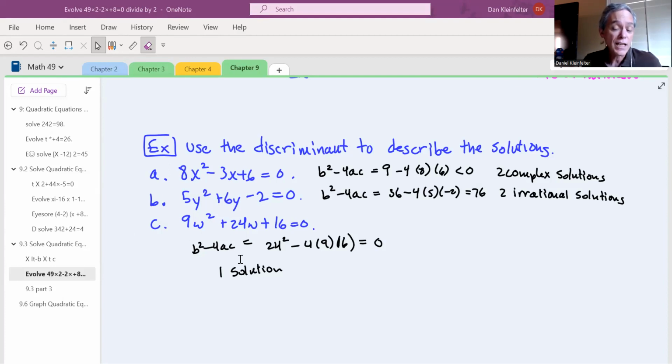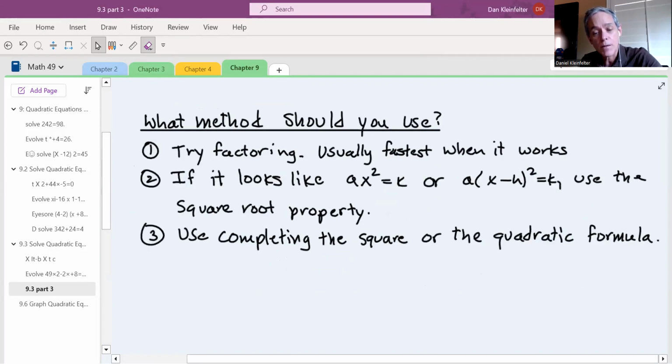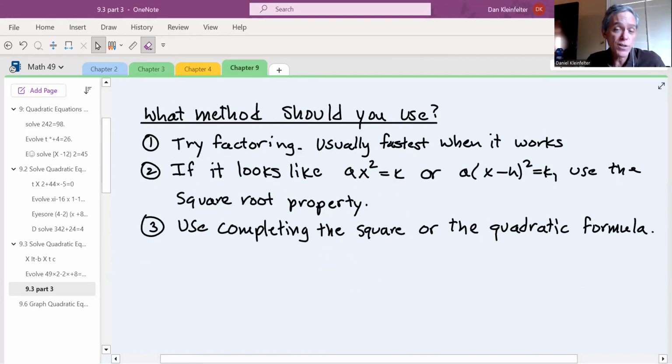So we saw that in this last example, the discriminant worked out to be 0, which means that there's just one solution. So to summarize, what method should you use? In general, you should try factoring first. When it works, it's going to be the fastest way of getting the equation solved.